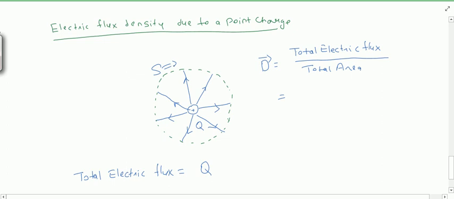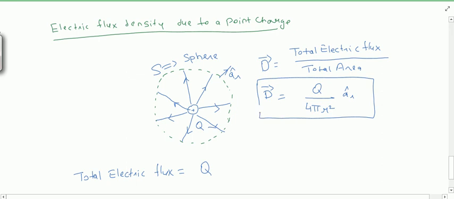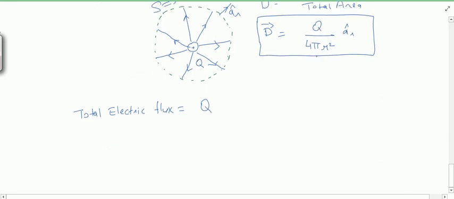Okay, this surface is a sphere of radius r, and what will its surface area be? 4πr². So the total electric flux will be equal to the charge, that is q, and the total area will be 4 pi r square. And what will be the unit vector? As it is a sphere, in spherical coordinates the unit vector will be in the direction of r, so I can write this as ar cap. So due to a point charge, the electric flux density or the displacement flux density will be q by 4 pi r square.